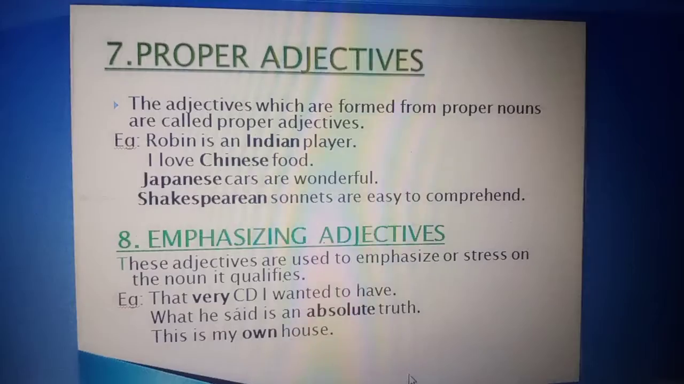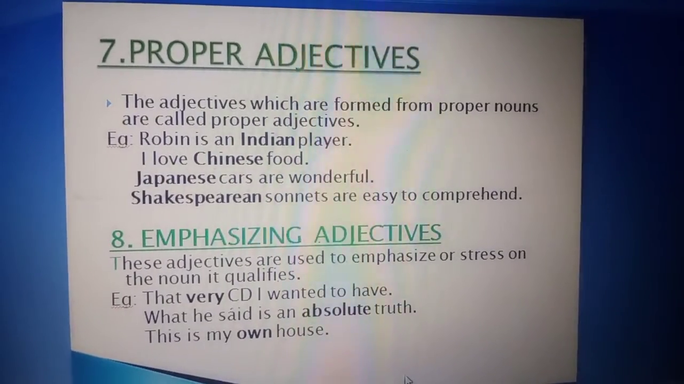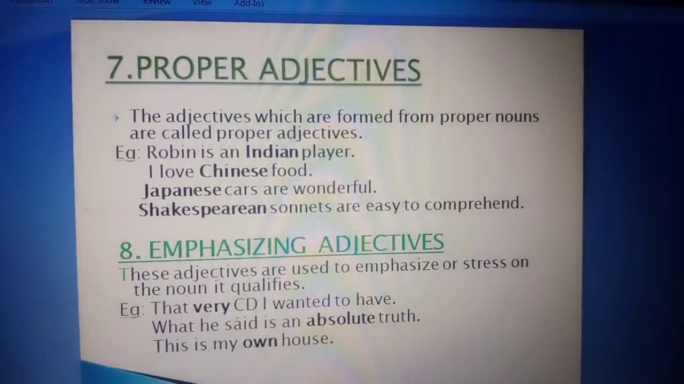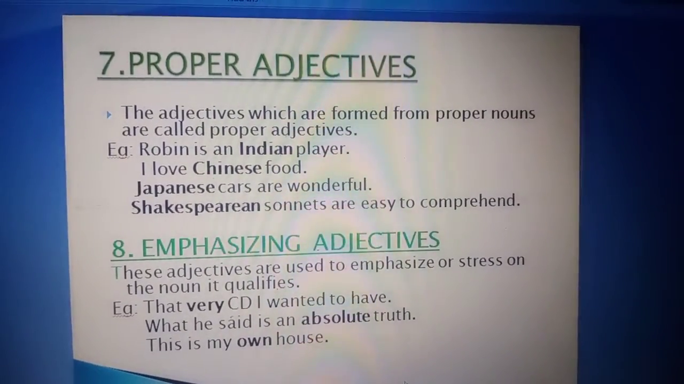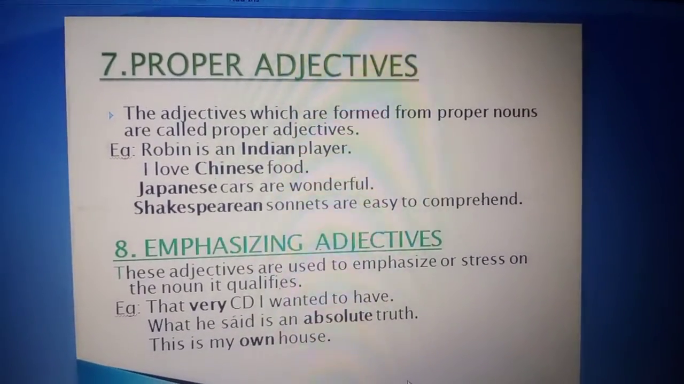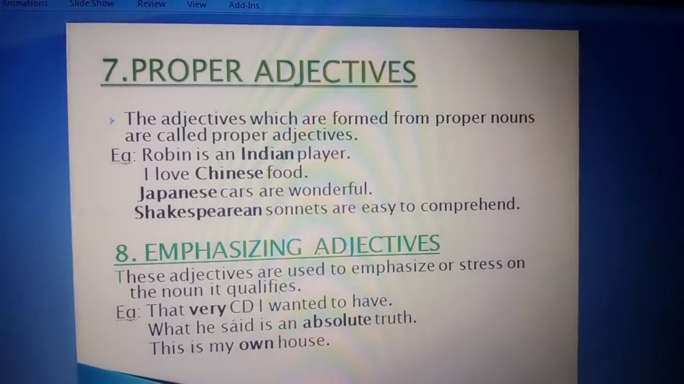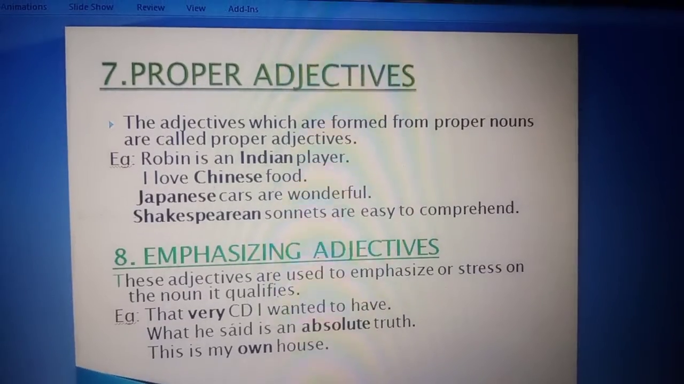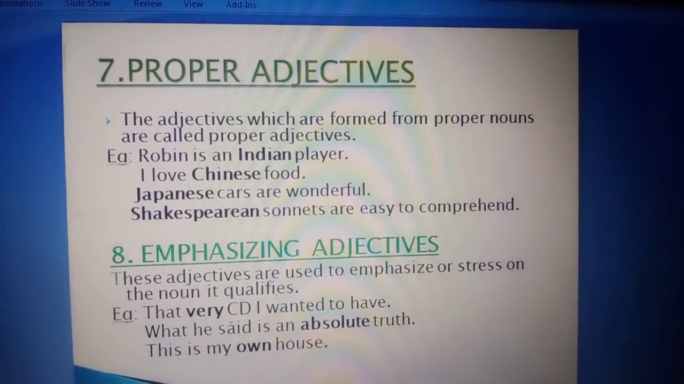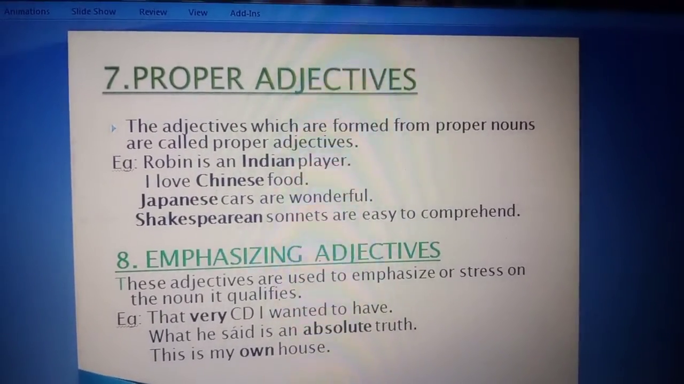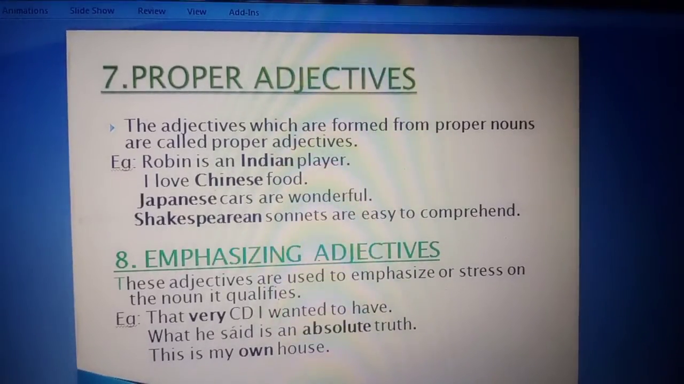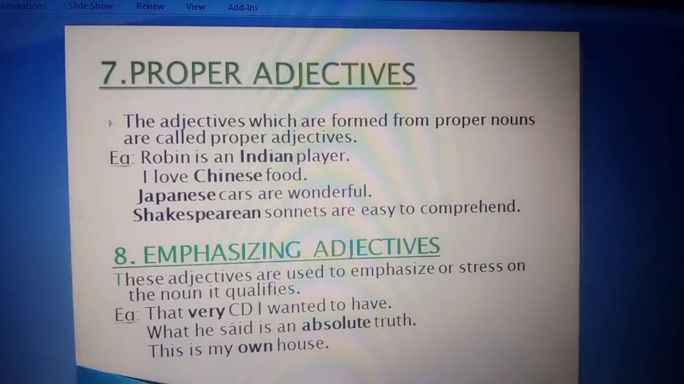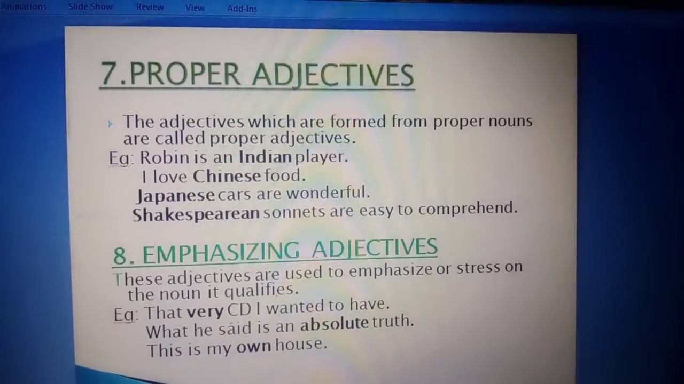Proper adjectives. The adjectives which are formed from proper nouns are called proper adjectives. You know, student, proper nouns are the specific name of a person, place, animal or a thing. The words which are derived from proper nouns are called proper adjectives. See the example. Robin is an Indian player. Indian word has been derived from India. So Indian here is an example of proper adjective.